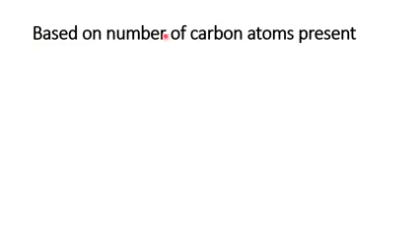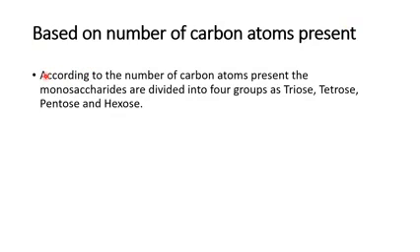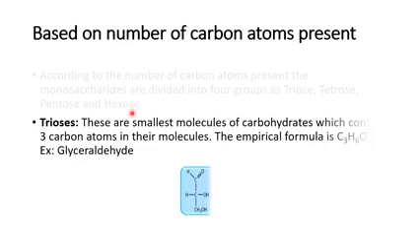Based on the number of carbons present, there can be 3 carbon, 4 carbon, 5 carbon, up to 6 carbon. So they are called triose, tetrose, pentose, and hexose. Triose: carbohydrates with only 3 carbon atoms. Here we have 1, 2, and 3. Example is glyceraldehyde.